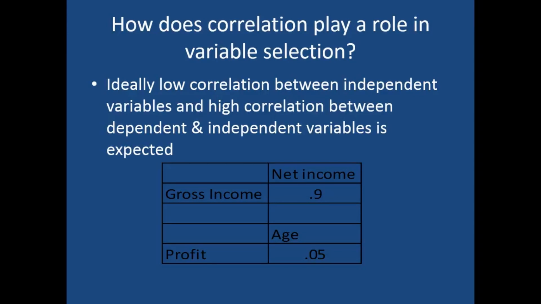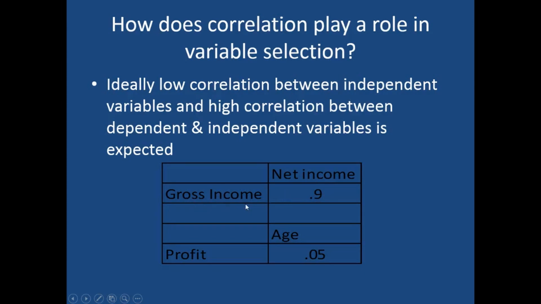So let's take an example, it will be more clear. Say for example, we have got two independent variables, net income and gross income, and the correlation between these two independent variables is 0.9, right? Now should we use both these variables, or should we just drop one of them?